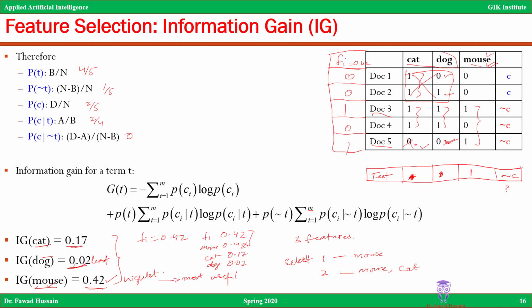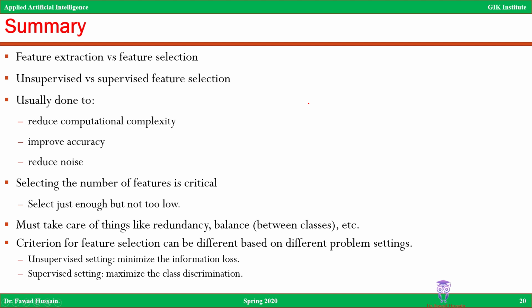So if I had a new feature, maybe FJ, that occurs over here as 1, 1, 0, 0, 0, then my objective would be to select one of this and one of this. This will help me in classifying the C, and this will help me in classifying the not C. So look at the redundancy. Is it redundant? Am I giving all the classes equal representation in terms of feature selection? All these things have to be considered when you go to advanced feature selection techniques.